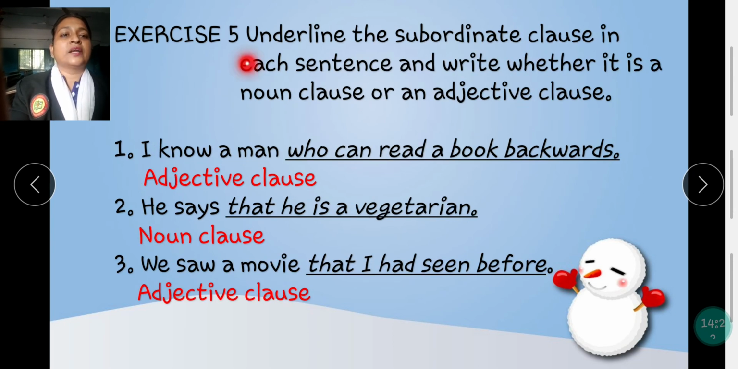Exercise 5. Underline the subordinate clause in each sentence and write whether it is a noun clause or an adjective clause. I know a man who can read a book backwards. Now who can read a book backwards is adjective clause. He says that he is a vegetarian. That he is a vegetarian is a noun clause. We saw a movie that I had seen before. That I had seen before is adjective clause because it is talking about the noun movie.